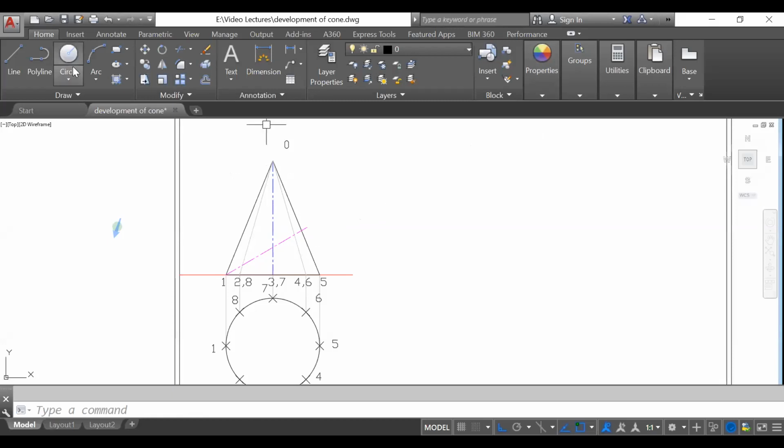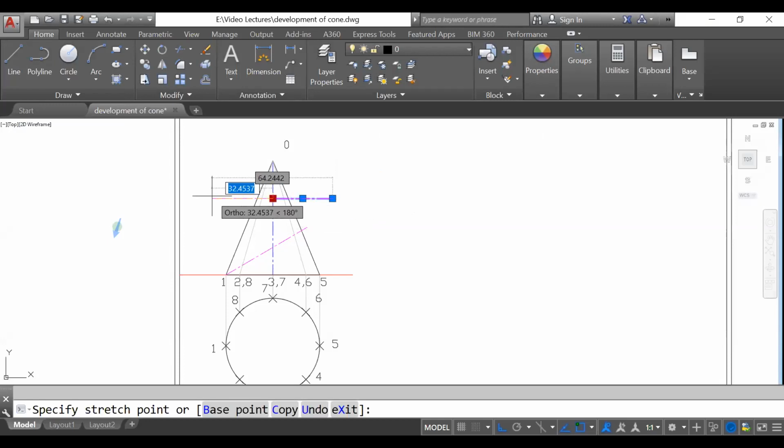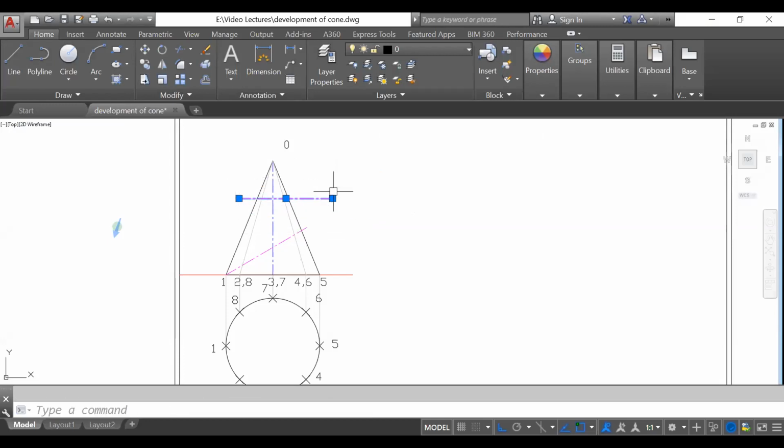How can we draw 20 mm from the apex? I will draw 20 mm on this side, then draw horizontally, and then remove this part. Then you can extend it, or you can pick this and extend it like this. Likewise, you have to draw first this one and then second this one.